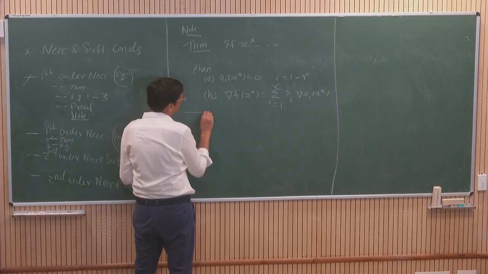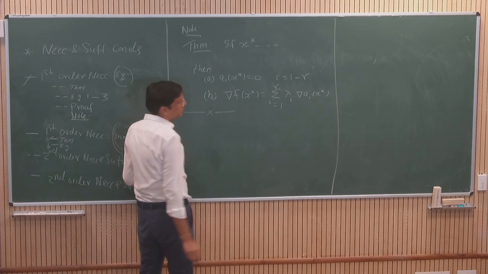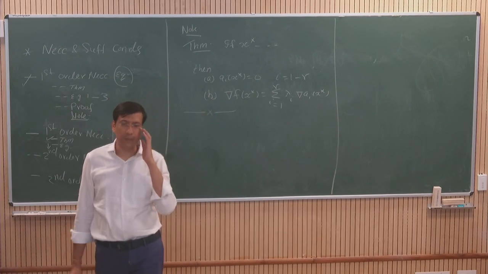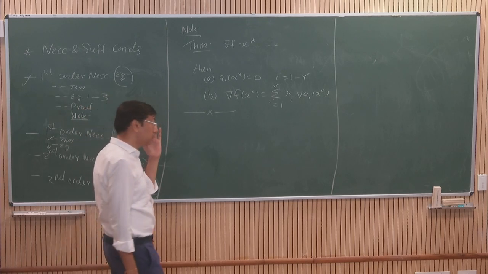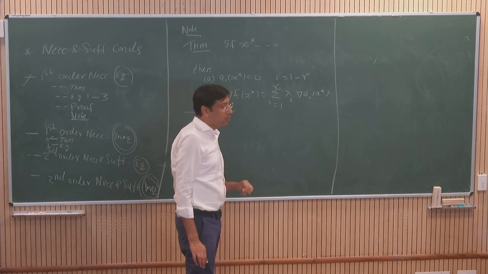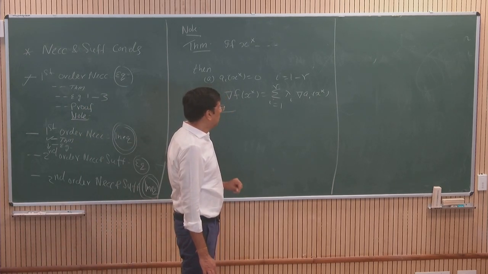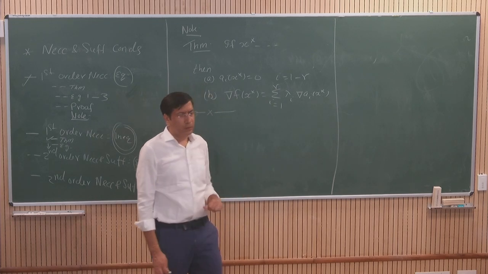This can also be written in terms of something called the Lagrangian of the optimization problem. I should have told you this earlier. This will show up in your papers which you're doing at a lot of places.